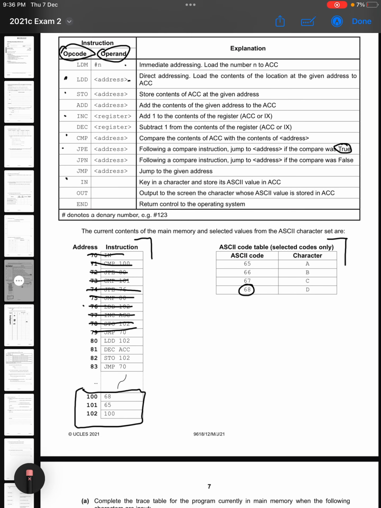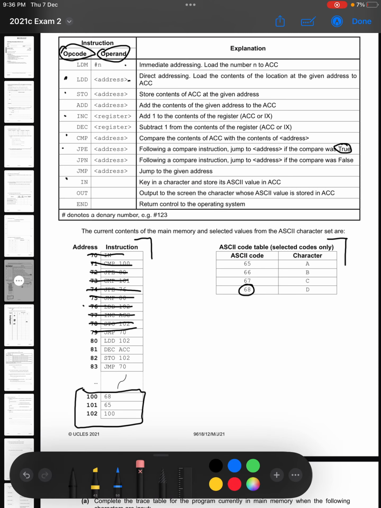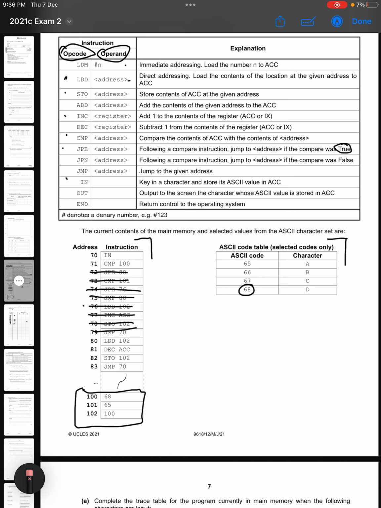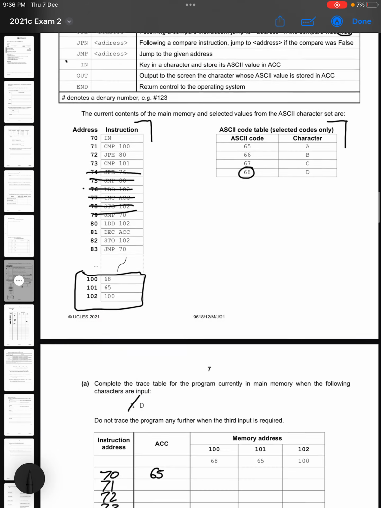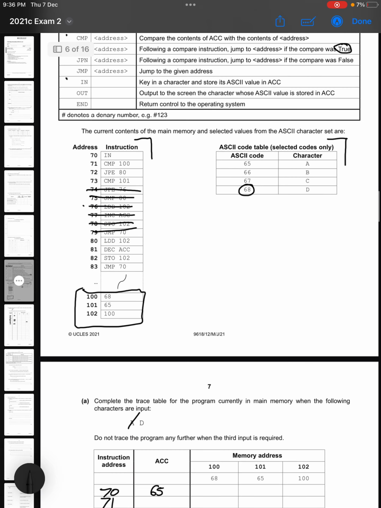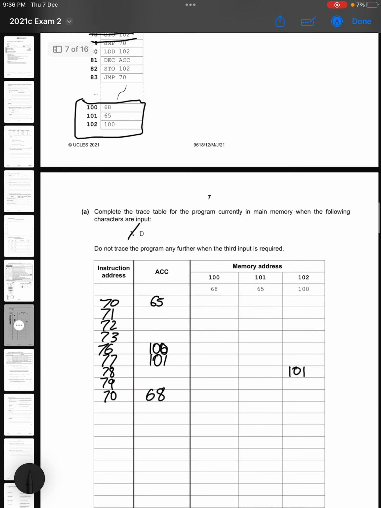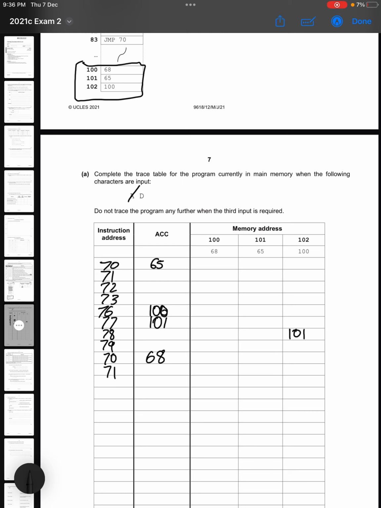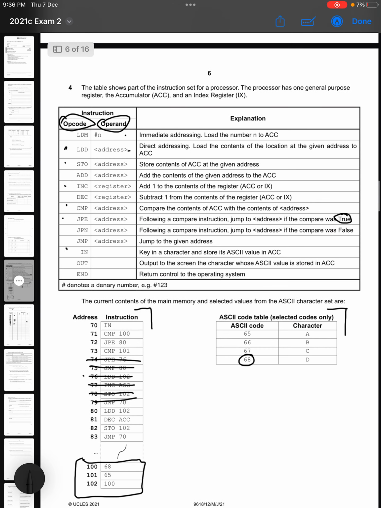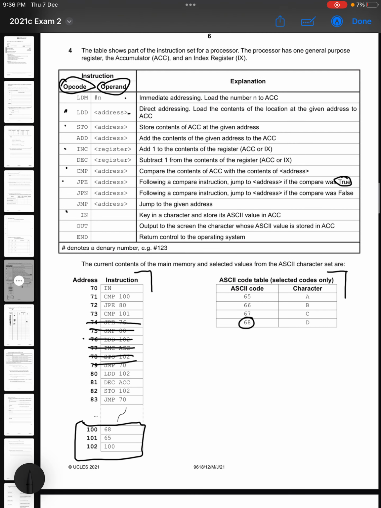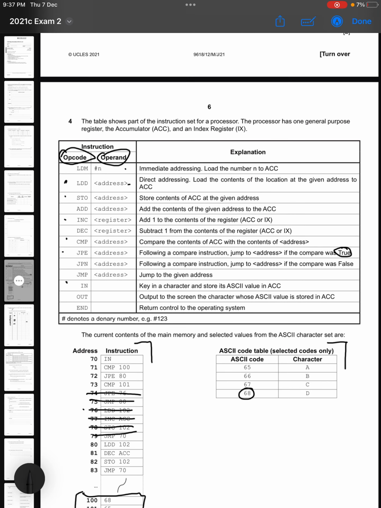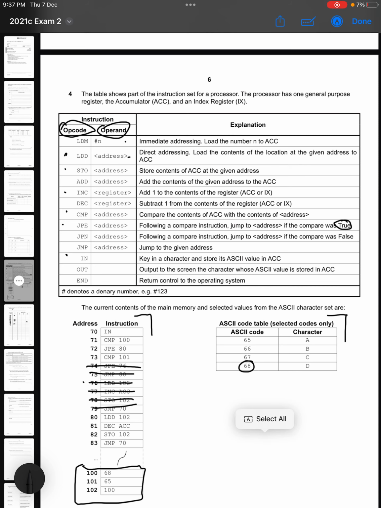Now, in an exam, you probably would have written with pen and cannot rub out the pen. But in this case, I'm just going to rub out a few values here, just in case. So now we have 68 in the ACC, and we go to the next address, 71, right here. It says compare the value in address 100, which is 68. Oh, 68 equals 68, so it's true.